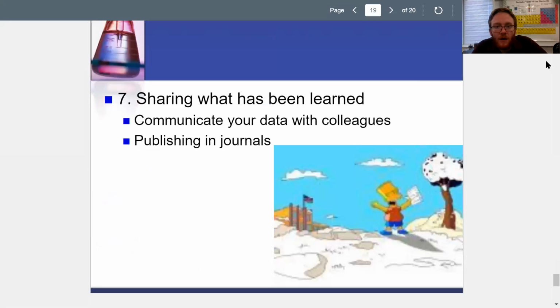And then right here, sharing what has been learned. So you're going to communicate your data with your colleagues by publishing it in journals.